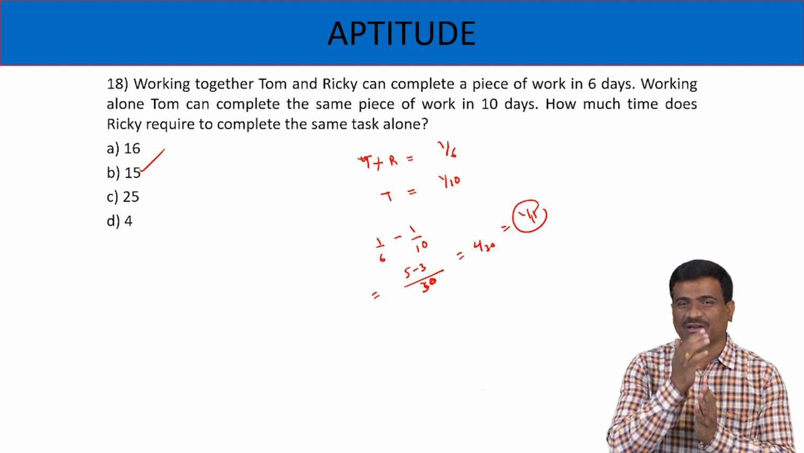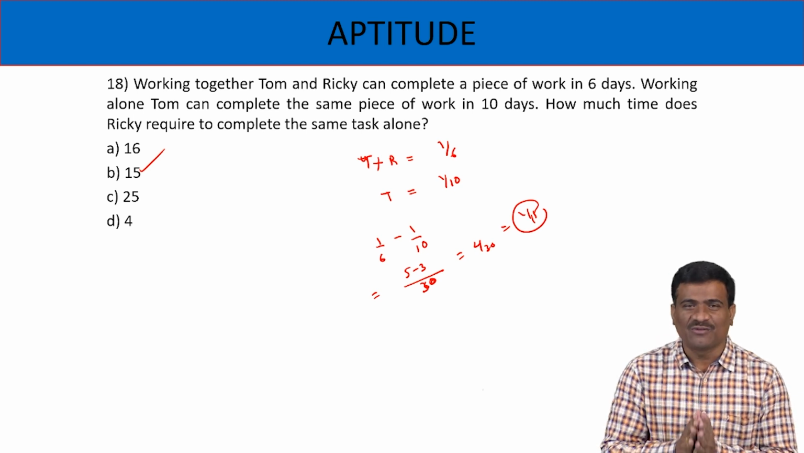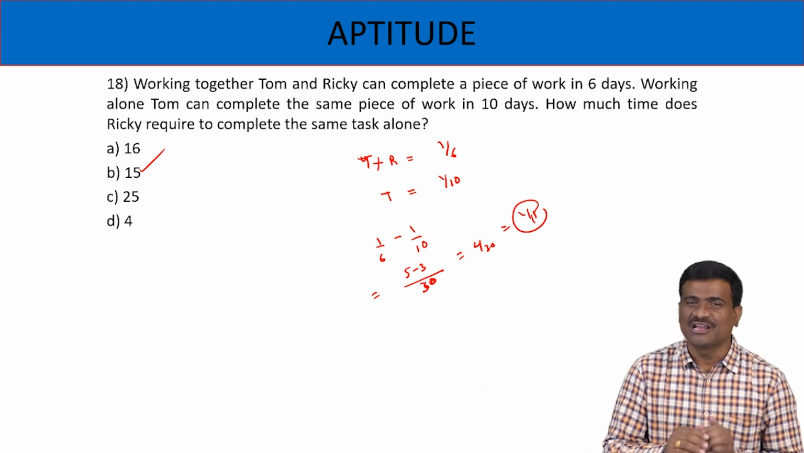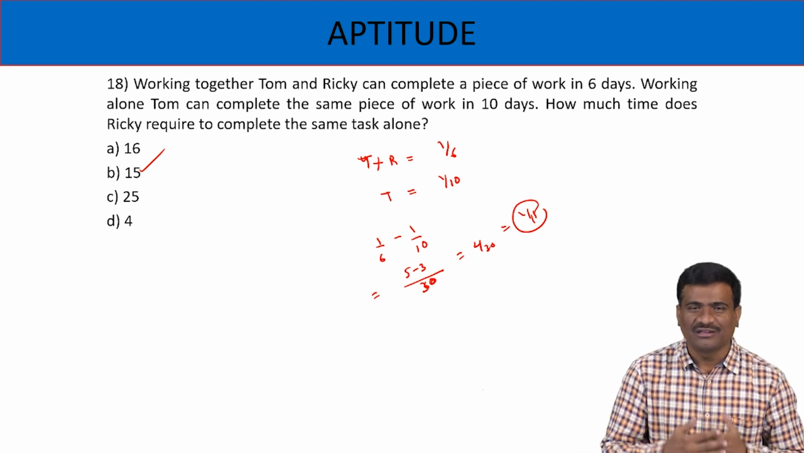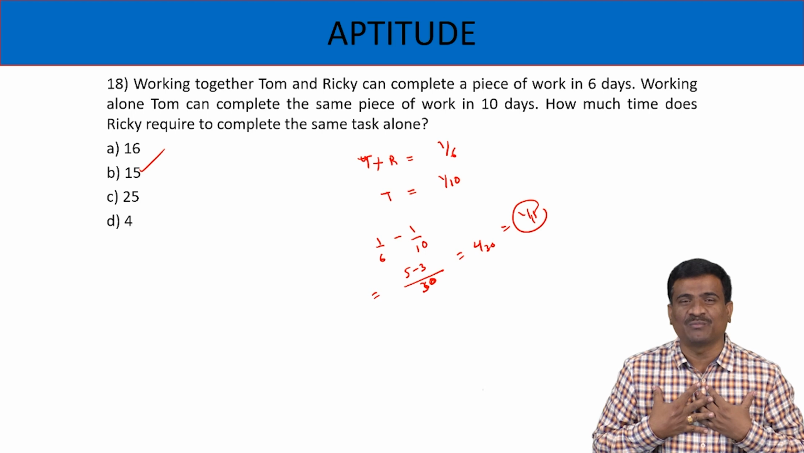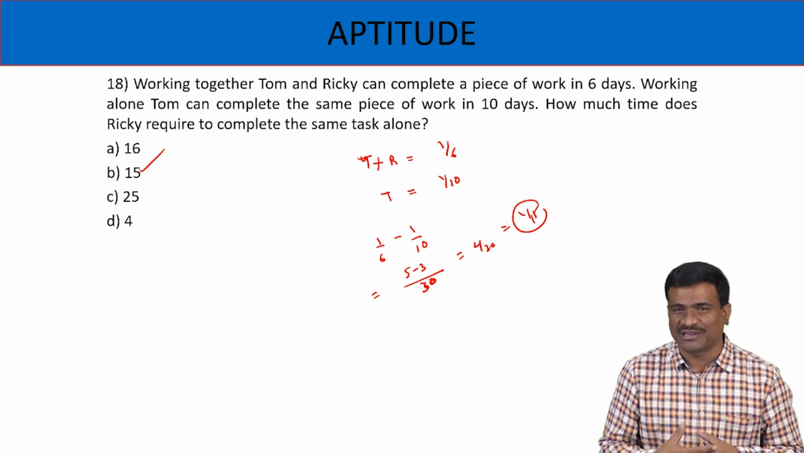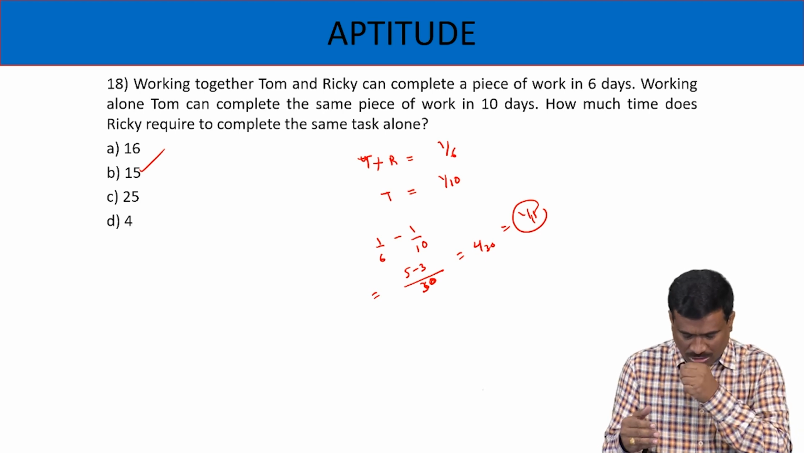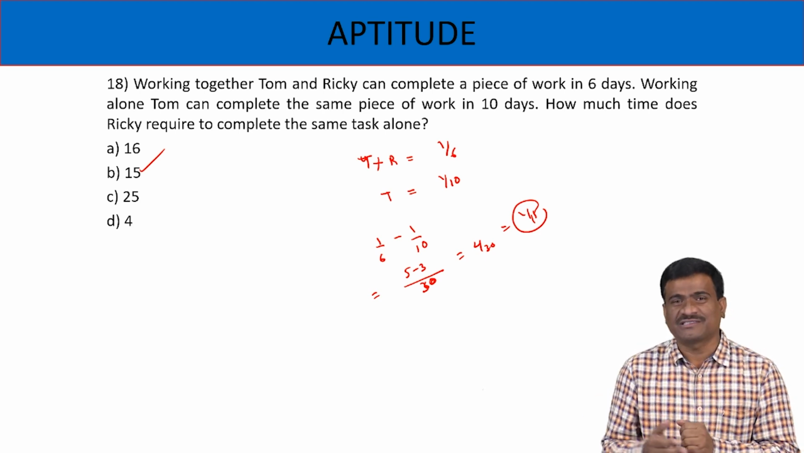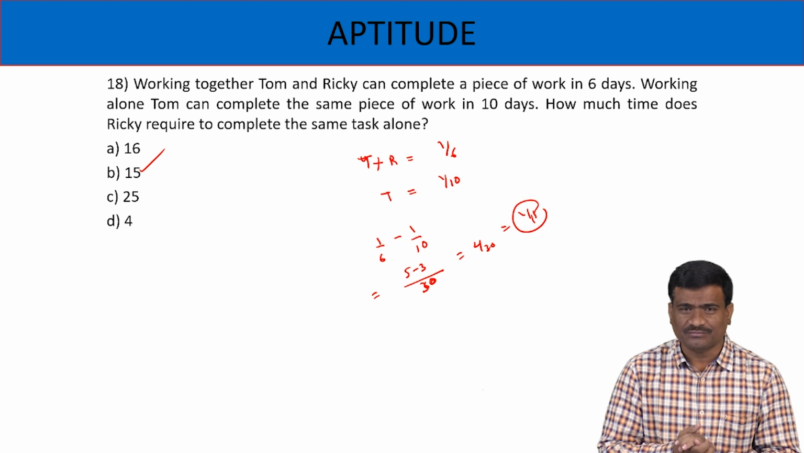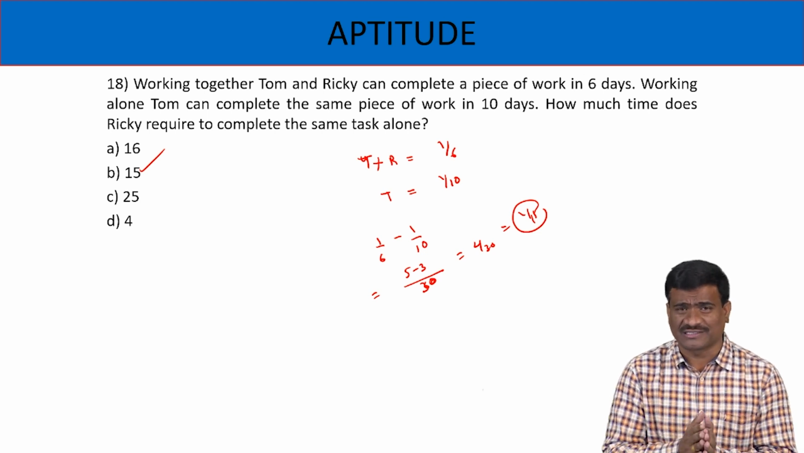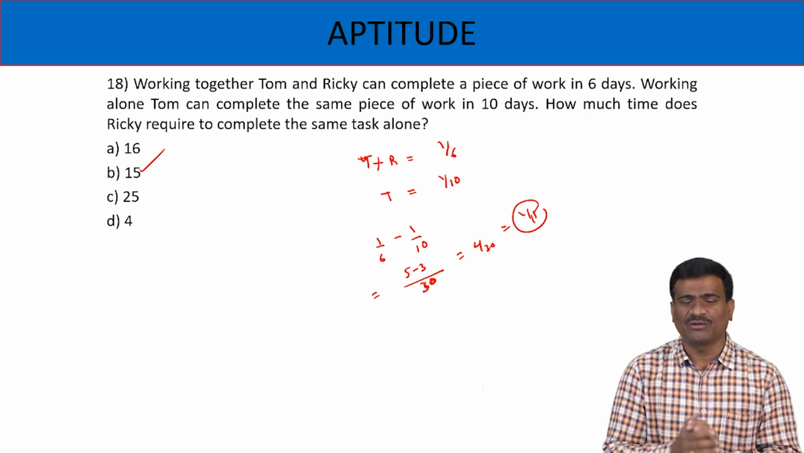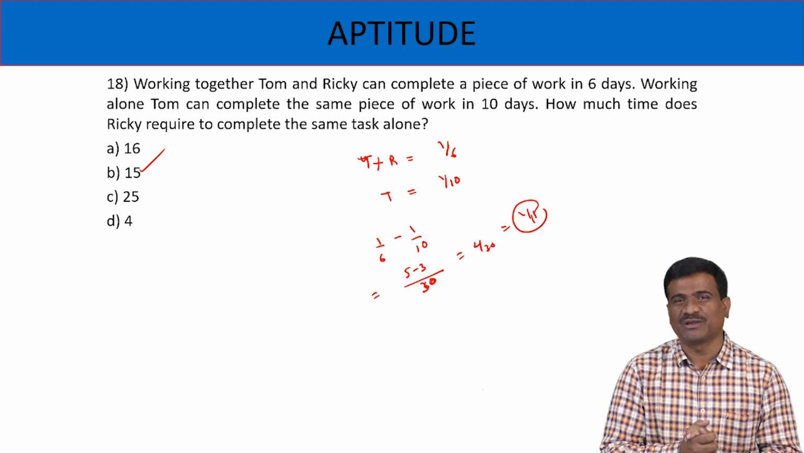Time and work type of questions are given. First method, all the statements are converted into an inverse. Next apply the operator. In this example, first statement both together means A plus B, 1 by 6. Second alone 1 by 10. 1 by 6 minus 1 by 10 is equal to 1 by 15. 1 day work 1 by 15, whole work 15 days. Option B only correct.